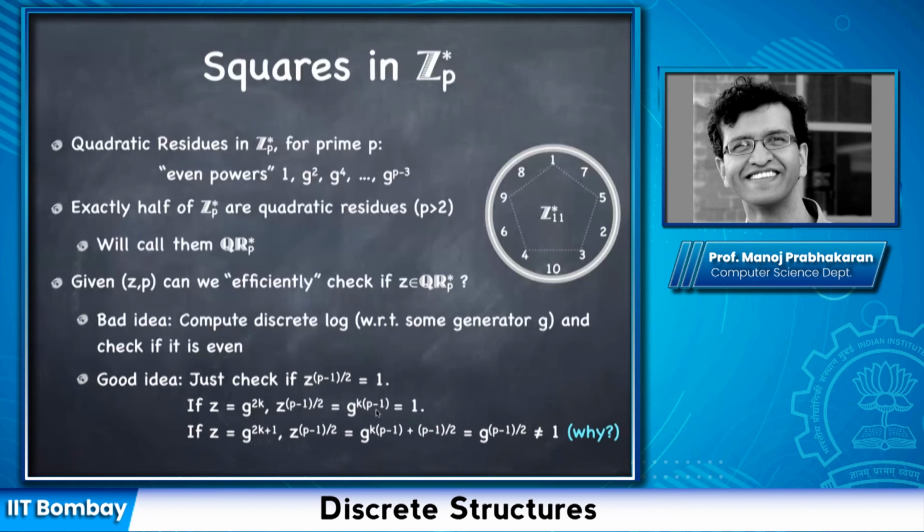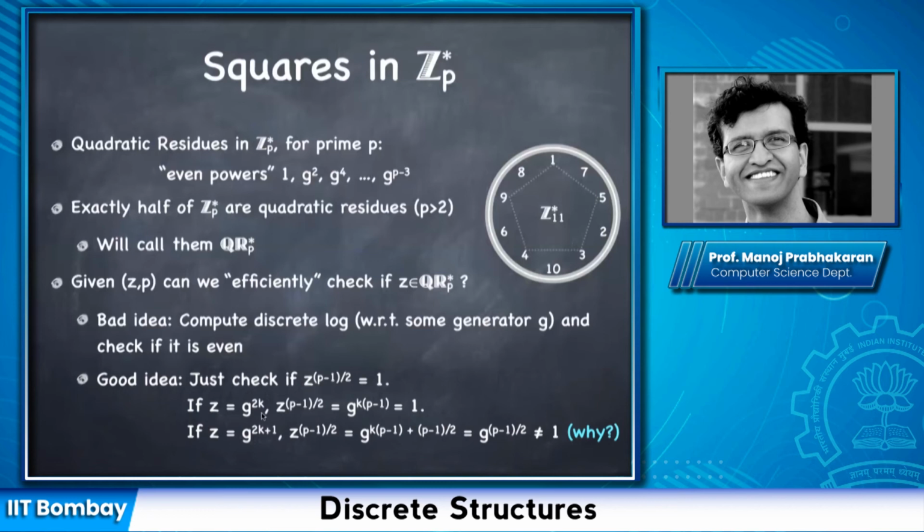The 2k and the p minus 1 over 2 multiply to give you a multiple of p minus 1. Since g to the p minus 1 is 1, this is just 1. Okay, so that's Fermat's little theorem, or Euler's totient theorem for p being a prime. So g to the p minus 1 is 1, so 1 to the power k is 1. So if z is a quadratic residue, then this condition holds.